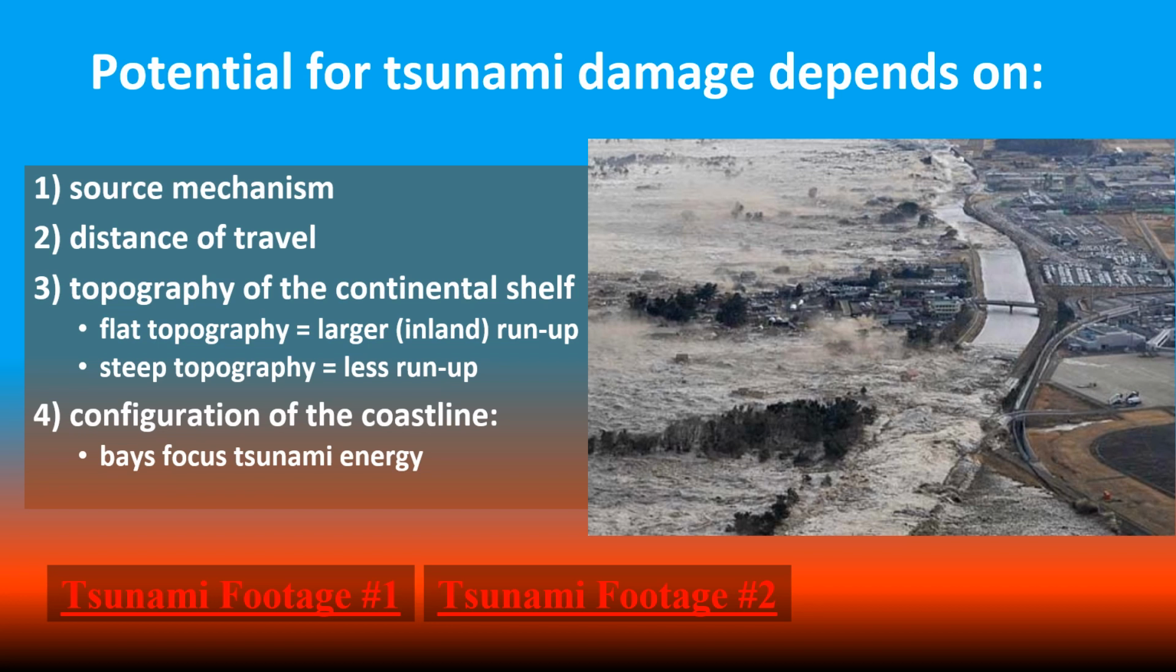The potential for tsunami damage depends on the source mechanism, so how much displacement on the fault, how large the earthquake, that sort of thing. The distance traveled: remember, greater distance, more amplification of the waves over time. And the topography of the continental shelf. Is it flat or is it steep? This has to do with run up. If it's flat, you're going to get more run up inland, so more encroachment of that wave onto the land, possibly damaging structures, whereas with steep topography in the continental shelf, a lot of that force gets taken up by that steeper wall.